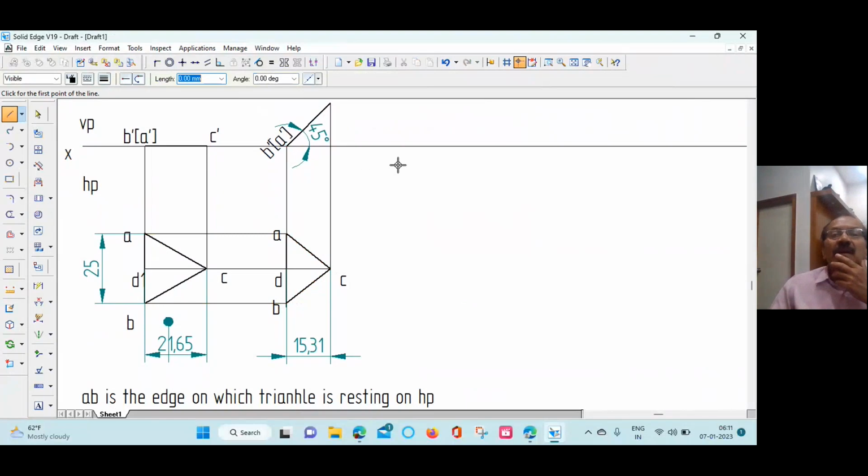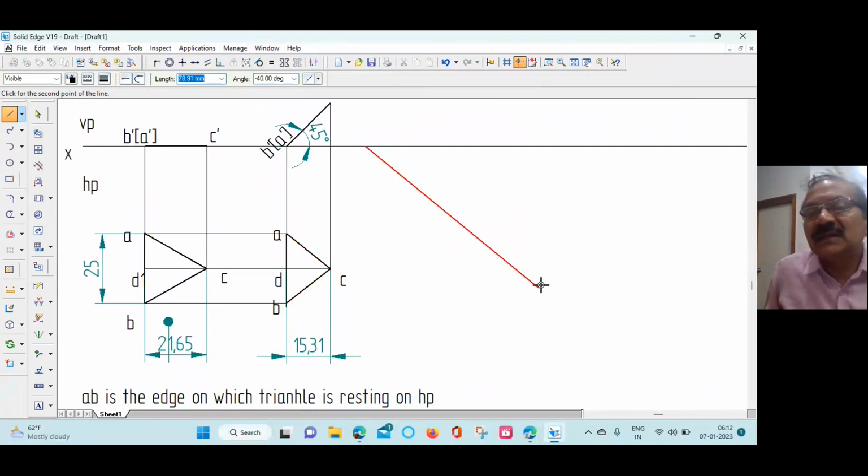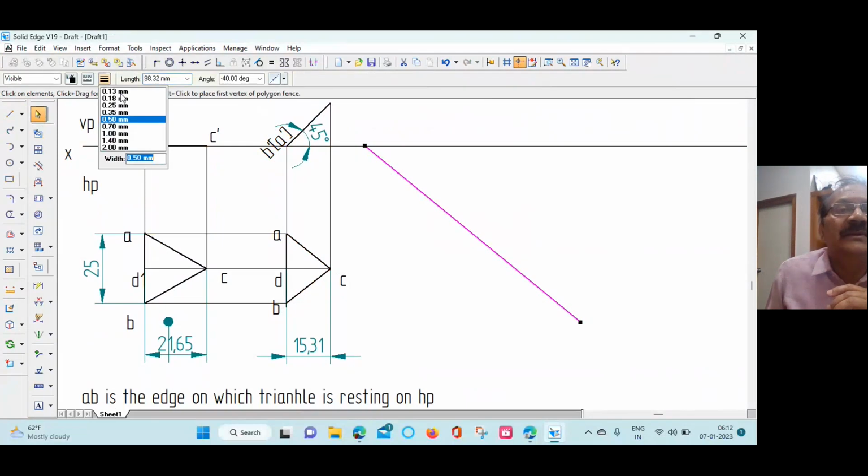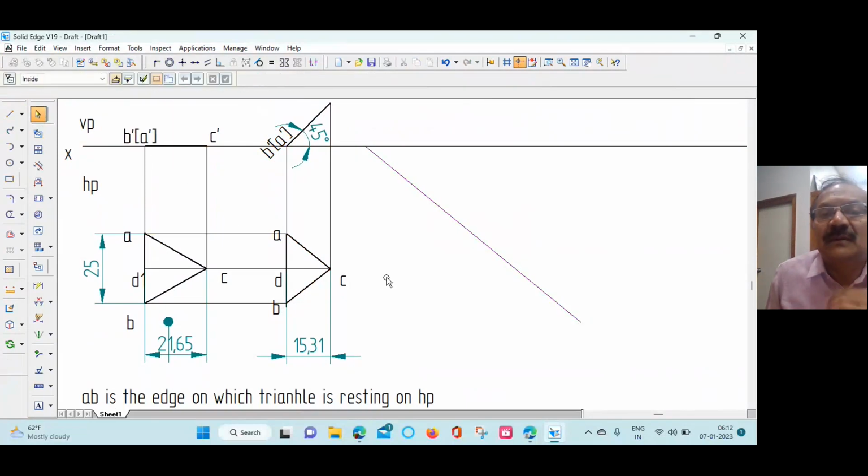Now draw another line at an angle 40 degree to VP. So below the axle line it should come, the angle should be minus 40 degree, and draw some free length. This should be a thin line 0.13. Now 21.65 is the original length of the median.